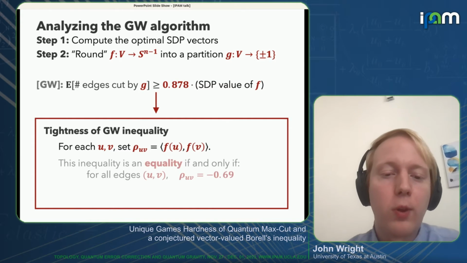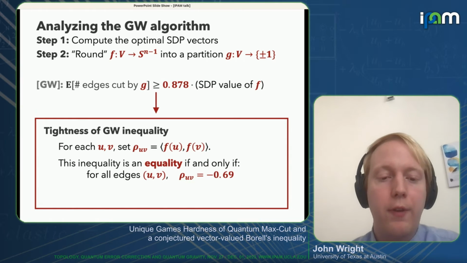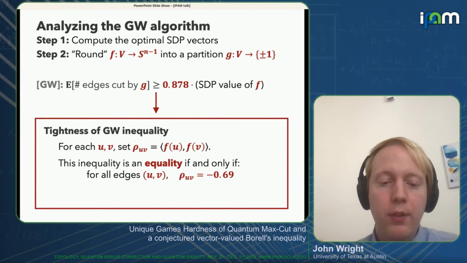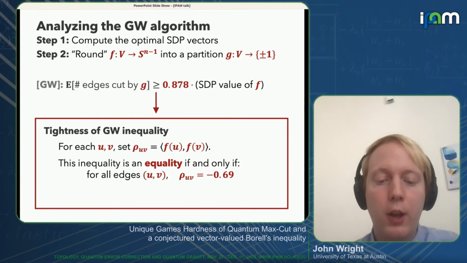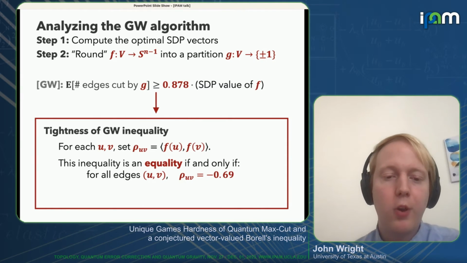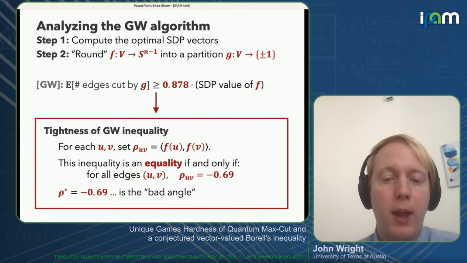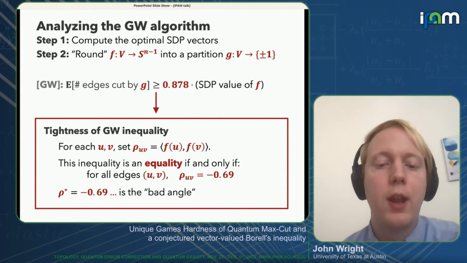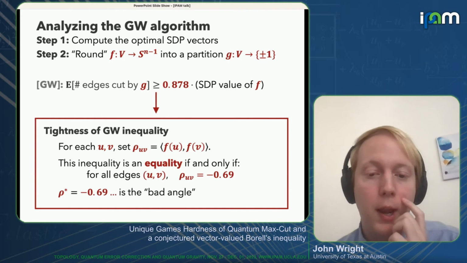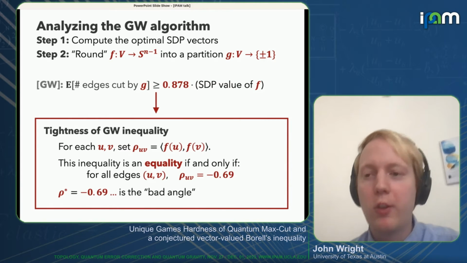And it turns out that this Goemans-Williamson inequality is actually an equality if and only if the following is satisfied. For every edge in the graph, this rho uv, the inner product between these two vectors, is exactly equal to -0.69. So if all the vectors connected by edges have this one bad dot product, or let's call it the bad angle, if everything in our SDP has a bad angle, then we will indeed lose this 0.878 factor. But if they don't have this bad angle, then we'll actually do better than the 0.878 factor. All right, so that's Goemans-Williamson.